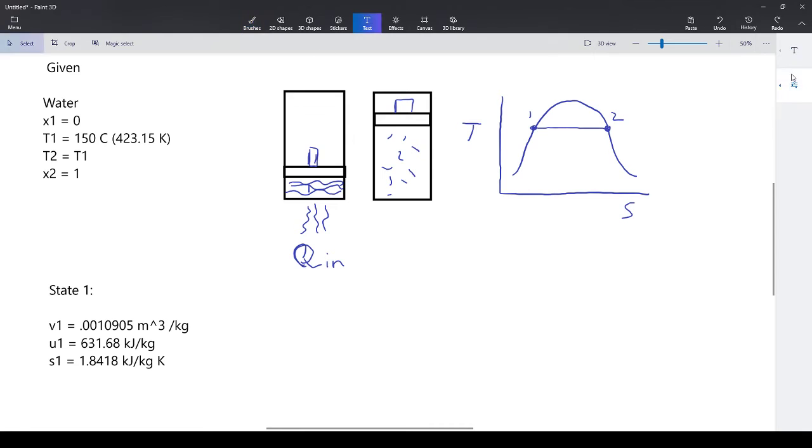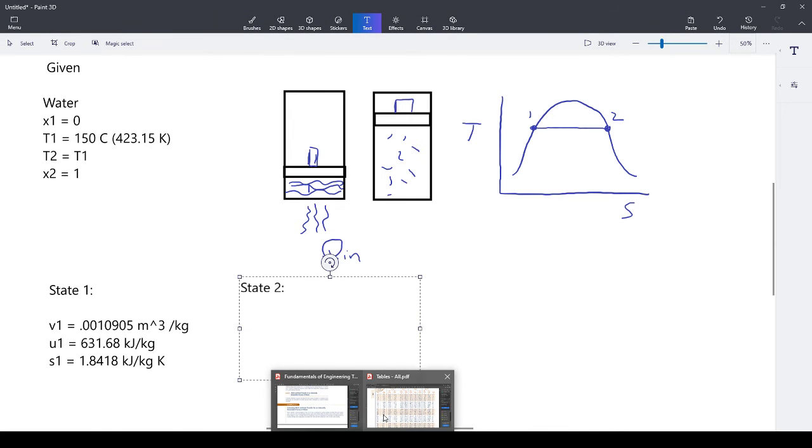So anybody have an idea of how we do state two? Anybody? The answer may shock you. So we have the exact same information about state two as we have state one. We know that the temperature stays the same, right? And we know that it goes to saturated vapor. So that means we have everything we need to know about finding state two's things as well.